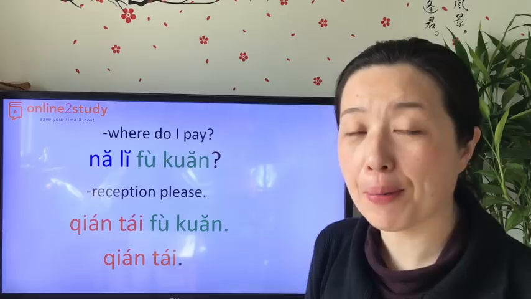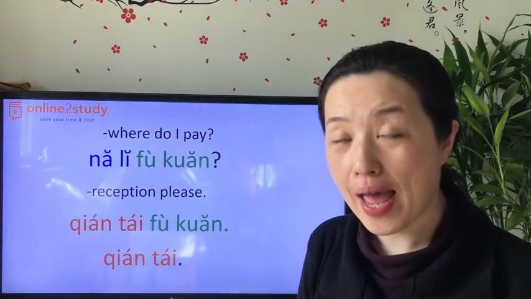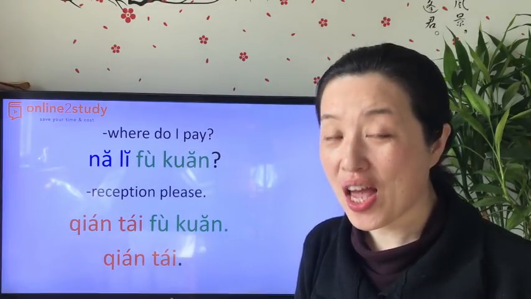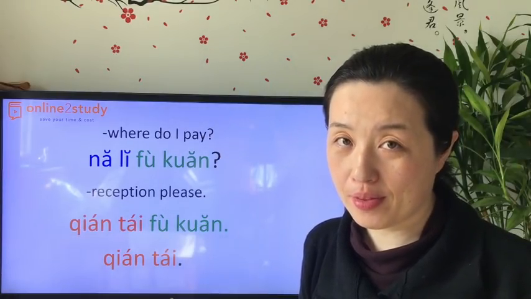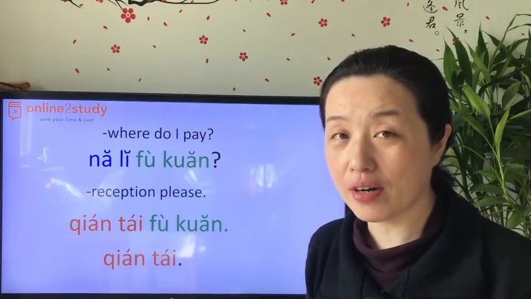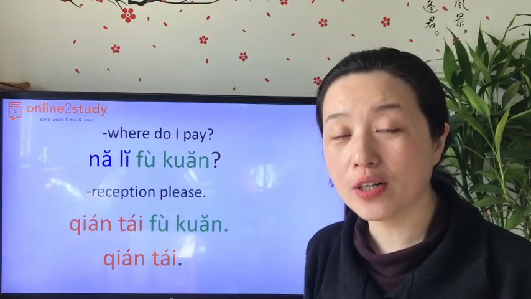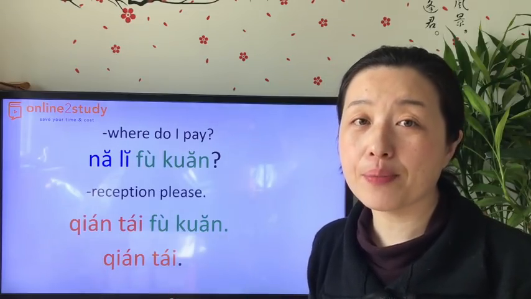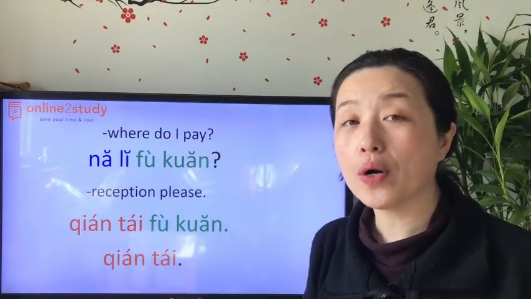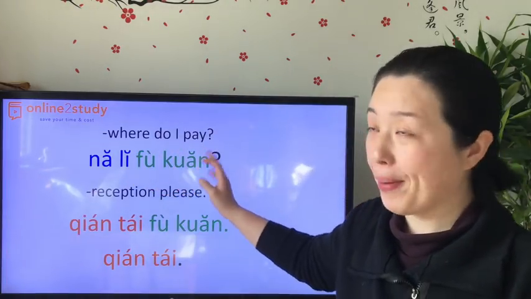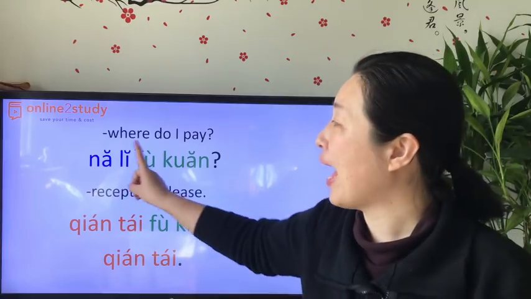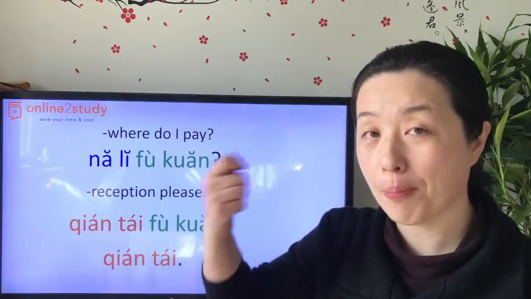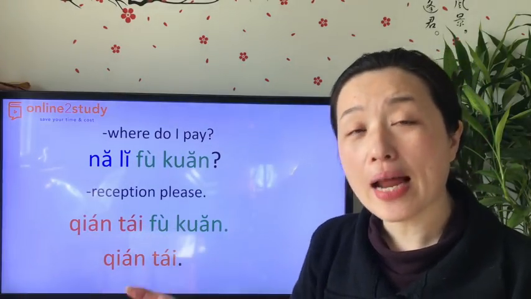What is next? Of course, after finishing the haircut, you have to pay, right? Once again, about numbers, I won't repeat here because we have learned many times. If you want to learn about numbers, please watch my video about numbers, so you can review it by yourself. What are we going to say? Where do I pay? How to say, remember? 哪里付款? 付款 is pay. 哪里 is where.